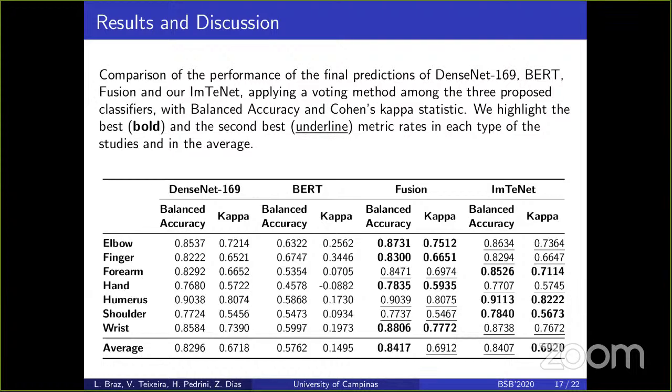For elbow and wrist studies, the performance of IMT-net is lower than the fusion classifier individually. For finger studies, the performance of IMT-net is comparable to the fusion performance, which presents the best results. And the performance of IMT-net presents the best results for shoulder, humerus, and forearm studies. In the latter, in particular, our method provides the greatest gain compared to the DenseNet 169 model.